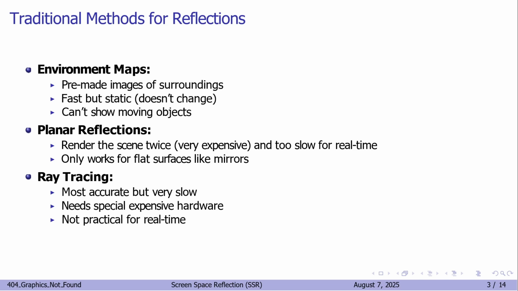Then there are planar reflections. They are more accurate, but very slow because they force the computer to render the entire screen a second time just for the reflection. Plus, it only works perfectly on flat surfaces like a mirror. And finally, there is ray tracing. This is the most realistic method, but it's traditionally very slow and needs expensive, powerful graphics cards for most real-time games. It's just not practical.